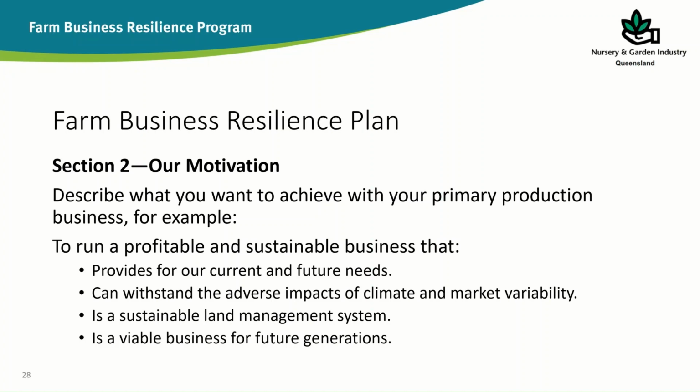In Section 2, describe what you want to achieve with your primary production business. The individual dot points below are examples of what people may be motivated to achieve. You may wish to say that you want to run a profitable and sustainable business that provides for your current and future needs, can withstand the adverse impacts of climate and market variability, is a sustainable land management system, and is a viable business for future generations.